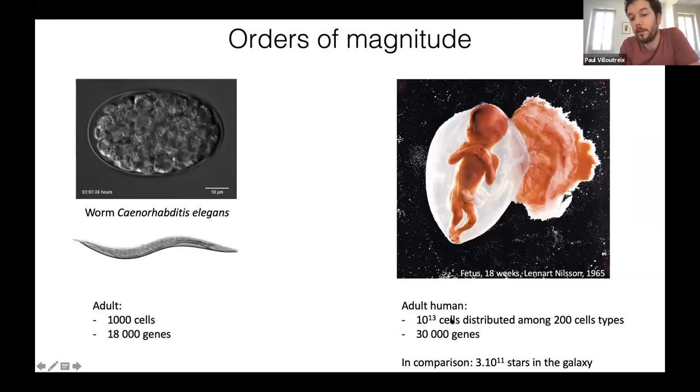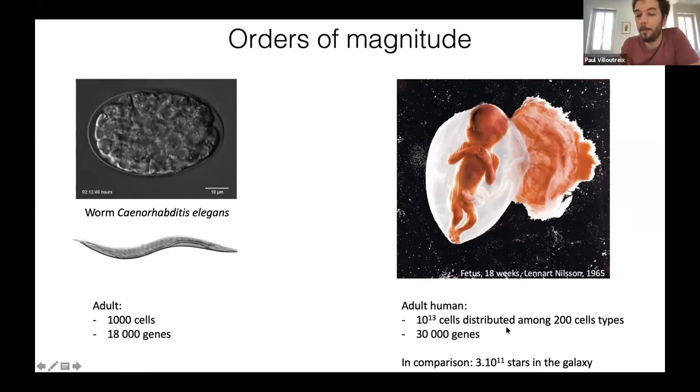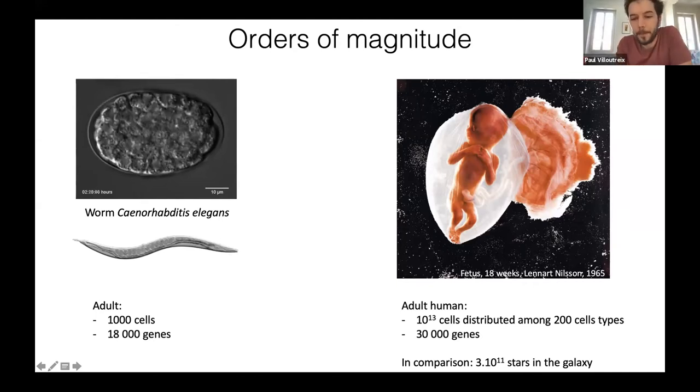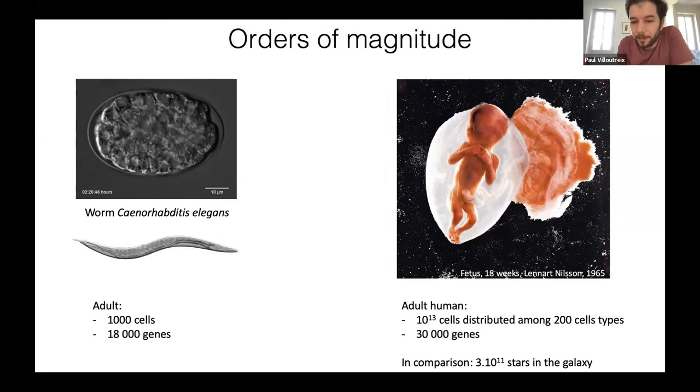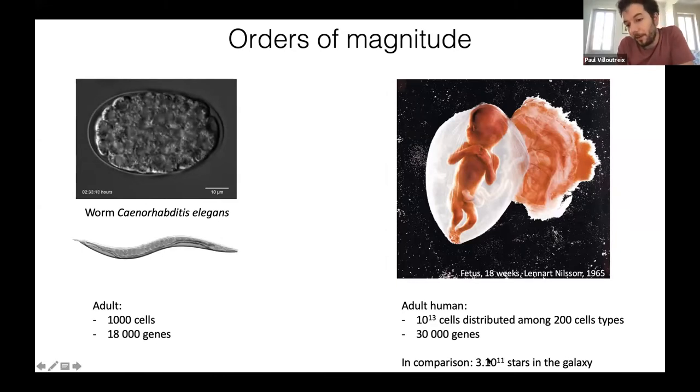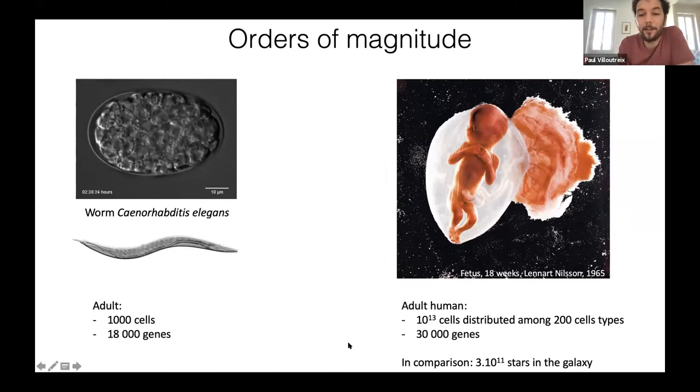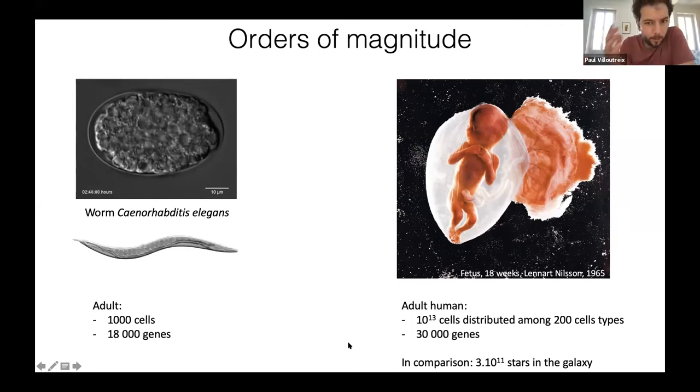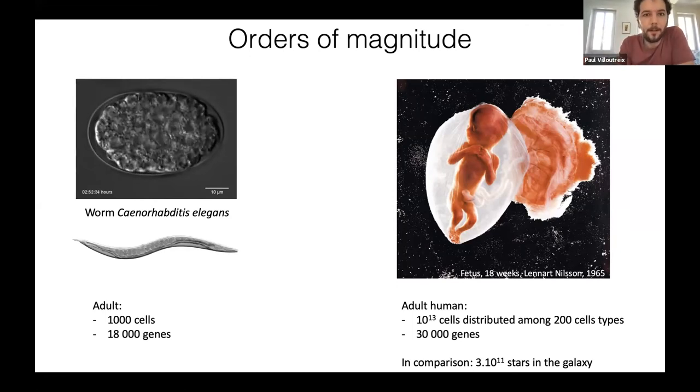We have 10 to the 13 cells that are distributed among 200 cell types. So here, a short comparison: it's about a higher number than the number of stars in the galaxy. So it's quite a lot of complexity to understand.